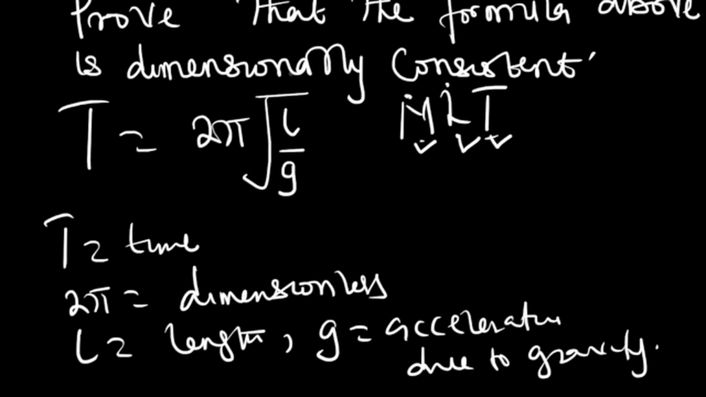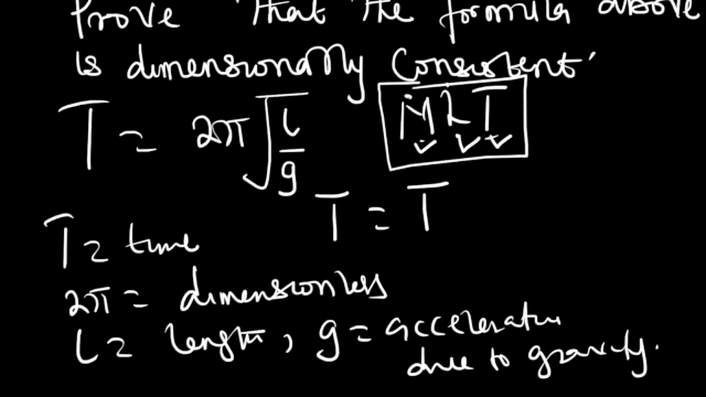Now, having known this relationship, the next thing to do right now is to use it to determine their respective dimensions. So on the left-hand side, we have a T. This is time, right? What is the dimension for time? The dimension is just a T.